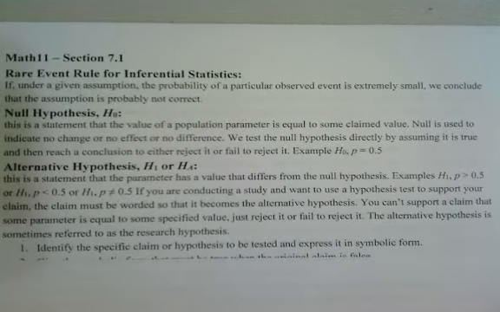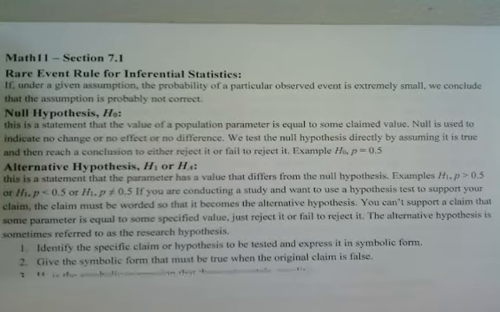If you are conducting a study and want to use a hypothesis test to support your claim, the claim must be worded so that it becomes the alternative hypothesis. You can't support a claim that some parameter is equal to some specified value. You just reject it or fail to reject it. The alternative hypothesis is sometimes referred to as the research hypothesis.